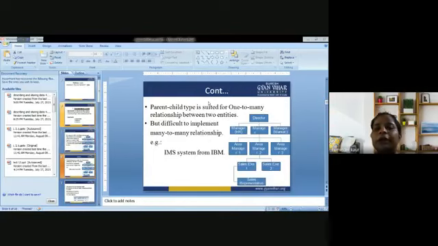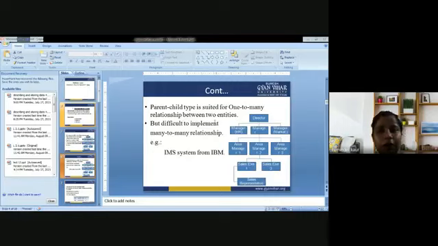So next we are continuing the hierarchical model. Like it is a parent-child type, it is suited for one-to-many relationships between two entities. Now there are many types of relationships when we represent entities: one-to-one, one-to-many, many-to-many, and many-to-one. We will be discussing the various types of attributes and relationships in the entity relationship chapter, that is unit number 2.